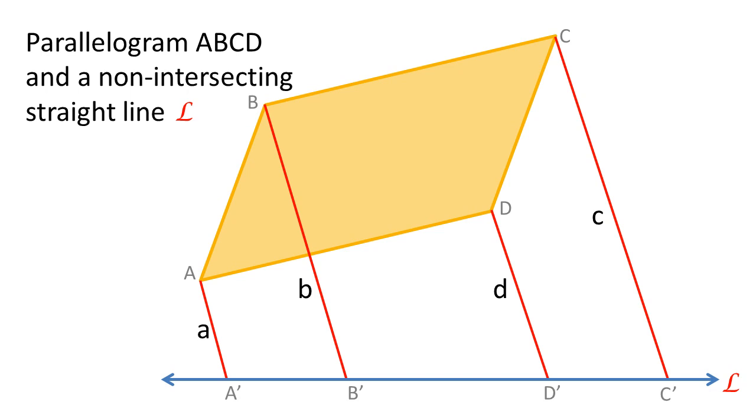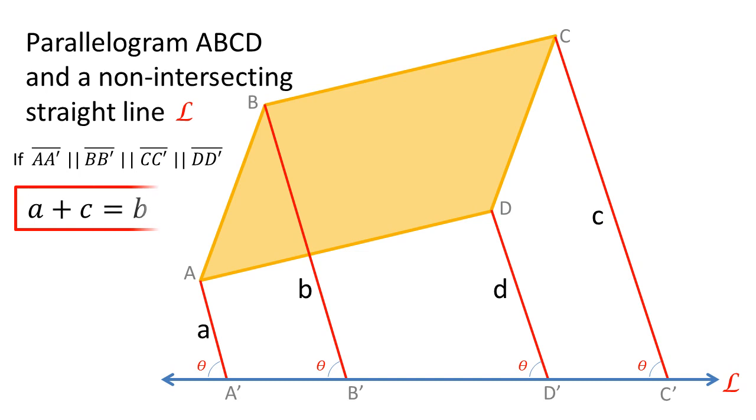In the figure, if the quadrilateral ABCD is a parallelogram and the segments AA', BB', CC', and DD' are parallel, as shown by the equal measure angles at A', B', C', and D', then the relation between the lengths a, b, c, and d is a plus c is equal to b plus d.